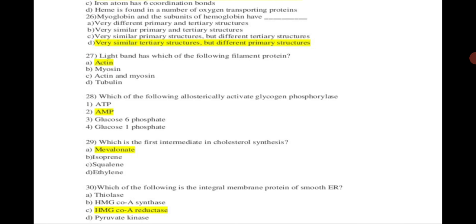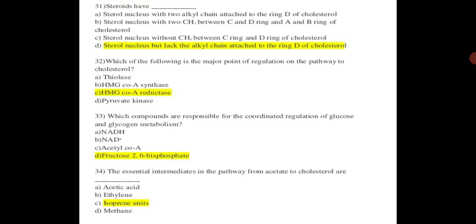Question number 30. Which of the following is an integral membrane protein of the smooth ER? Answer of it is HMG-CoA reductase. Then question number 31. Steroids have a sterol nucleus, but they lack the alkyl chain which is attached to the D ring of cholesterol. The steroids are composed of 17 carbon atoms bonded in 4 fused rings, 3 six-membered cyclohexane rings and 1 five-membered cyclopentane ring.